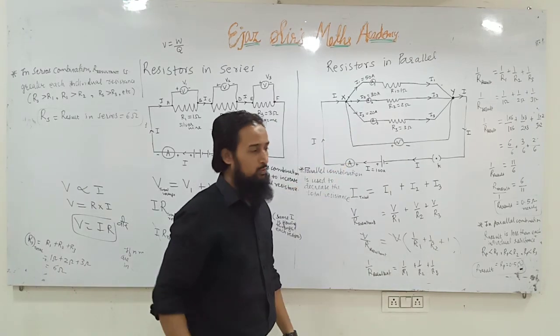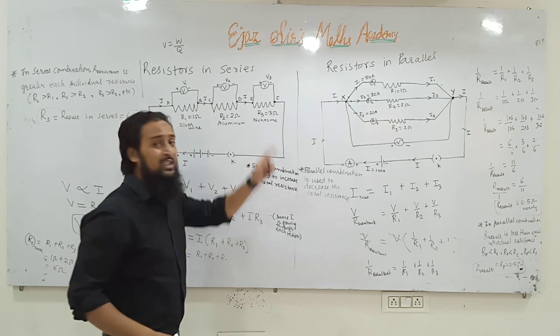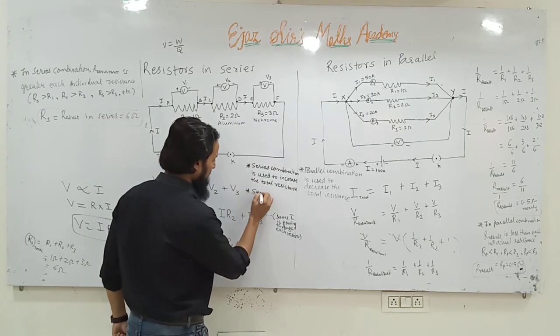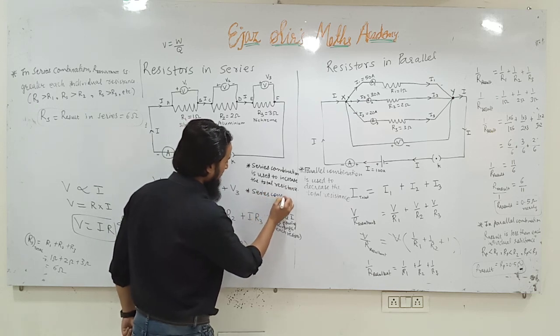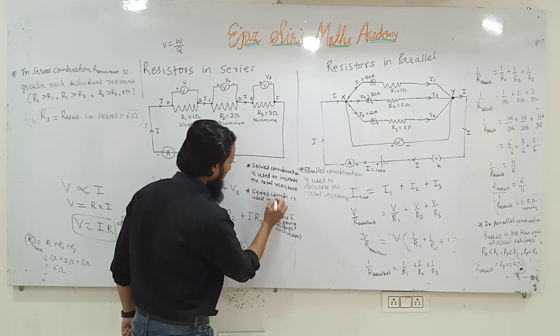So parallel combination is used when you want to reduce the total resistance, you want to decrease the total resistance, and series combination is used when you want to increase the total resistance. Here series combination is used to decrease.